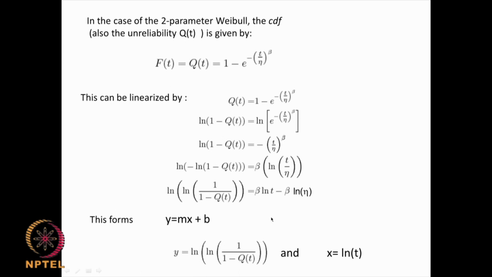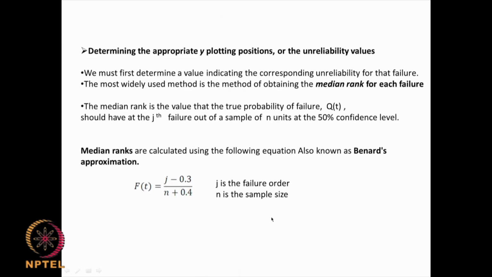Now, how do I do this? That is where the median rank for each failure comes into the picture. That means you need to calculate the median ranks for the failures. Okay, what do you do? Median rank is the value that the true probability of failure should have at the jth failure out of a sample of n units at the 50th percent confidence level.